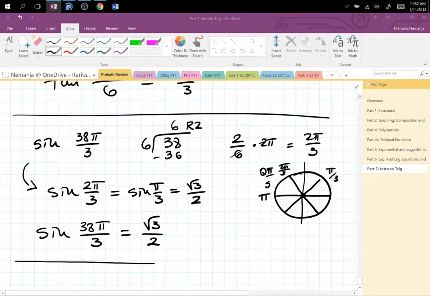Again, all students take calculus. Sine is positive. The reference angle is pi over 3. Reference angle, closest part of the x-axis. So, pi over 3 right there.